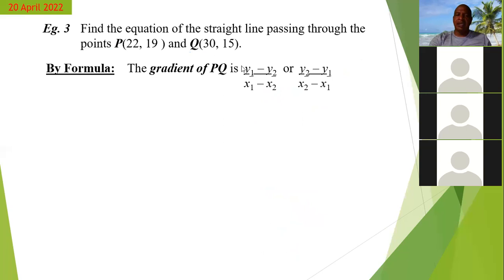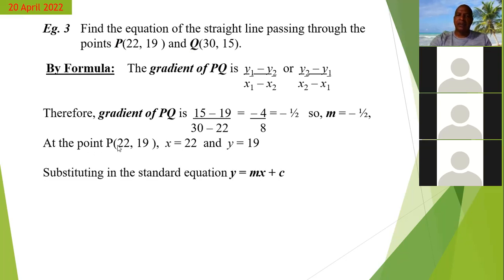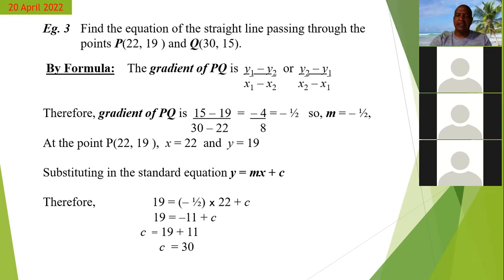All right, so we use this formula to calculate our gradients because once you have two points, you have to use this formula to calculate a gradient. Now, depending on which point you use, the gradient will still be the same, so it doesn't matter which point you choose your values from. So we find M to be equal to minus a half. Now using the point P, we put in the value X equal 22, Y equal 19. And then we calculate our value for C, and it turns out to be 30.